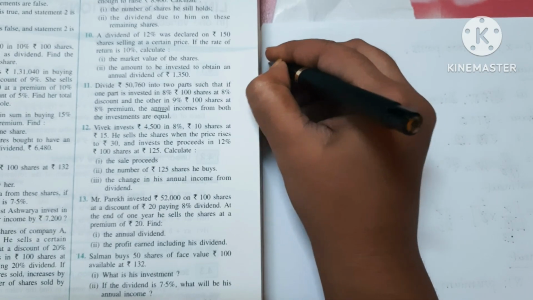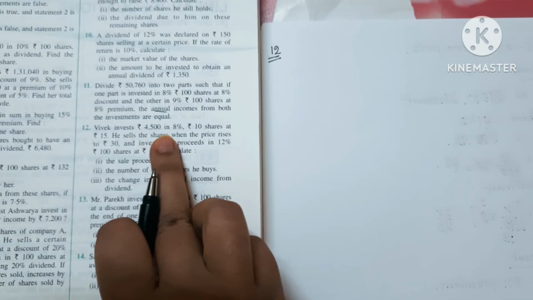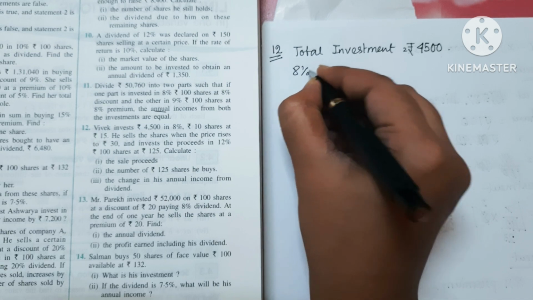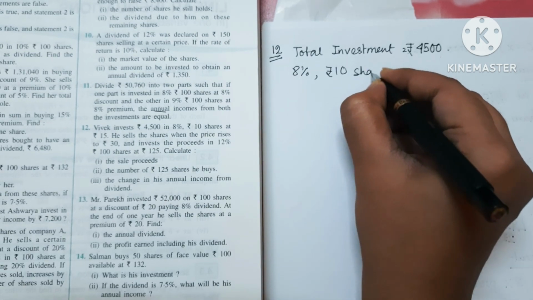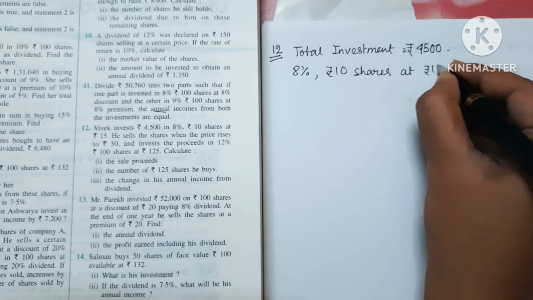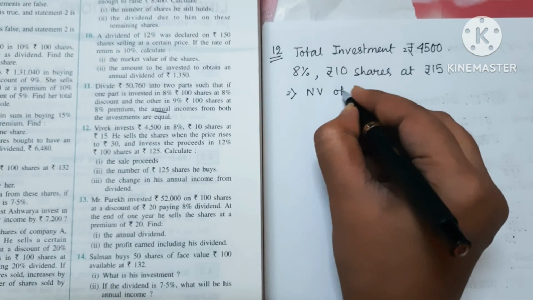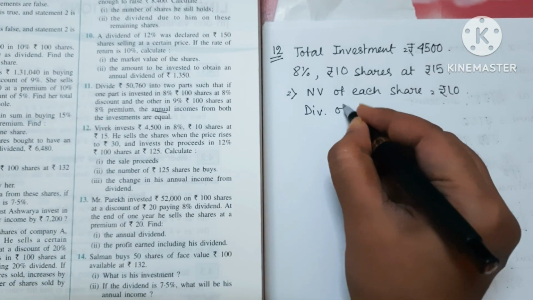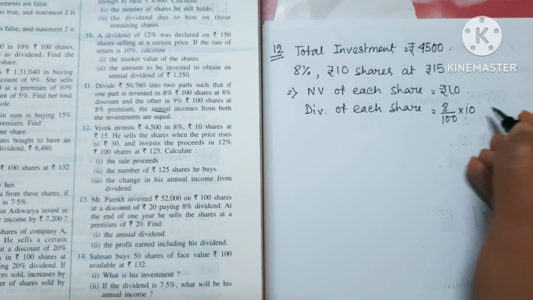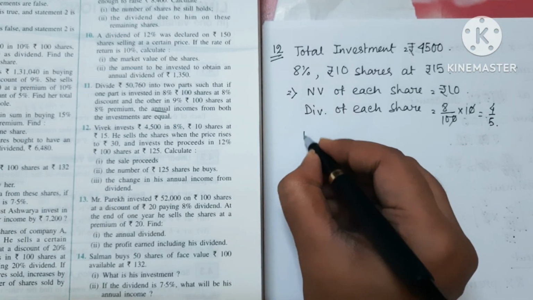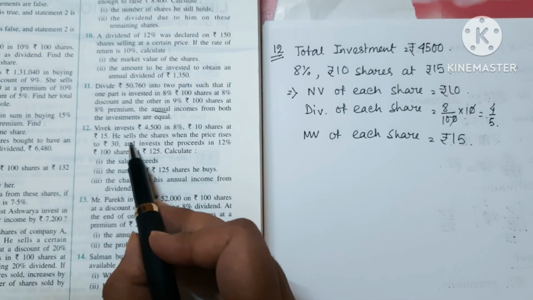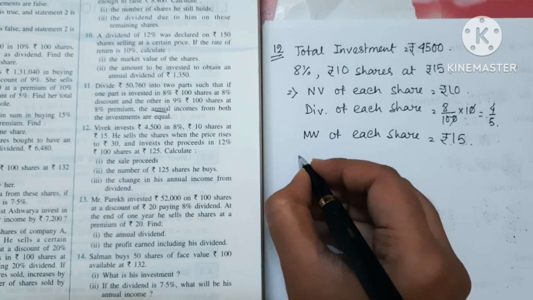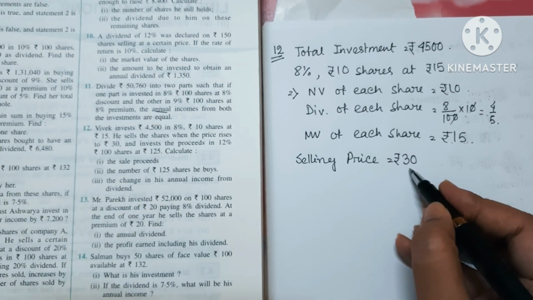So two parts are this one and that one. Okay. Question number 12. Vivek invested this money, so total investment is this one, in 8% rupees 10 shares at rupees 15. What it means? Nominal value of each share is 10. Dividend of each share is 8 by 100 into 10, 4 by 5. He sells the shares when the price rises to 30 rupees. So selling price is rupees 30.